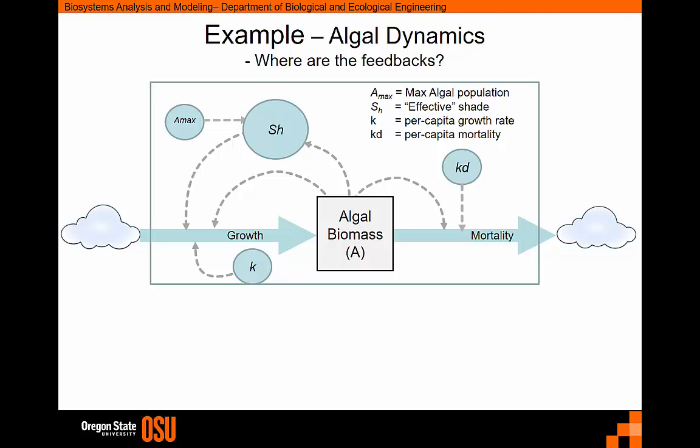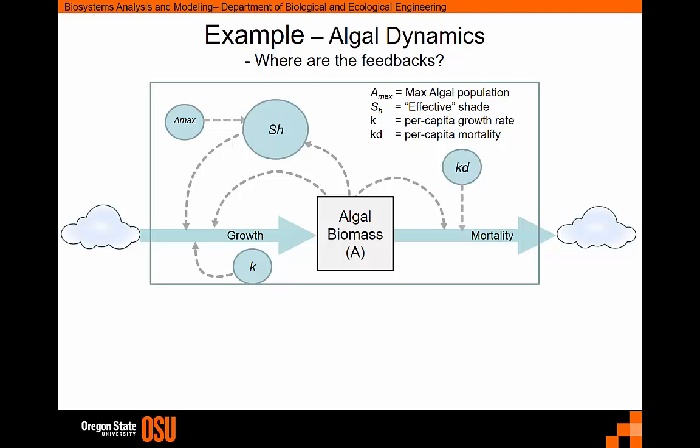Here's an example of a system with both positive and negative feedback loops. Our system examines the dynamics of algae growing in a bioreactor. Algal dynamics are controlled by a growth process contributing to the stock and a mortality process that is removing algal biomass from the system. The growth rate is controlled by a per capita growth constant, K, and a shading factor, SH, reflecting the shading effect on the ability of algae to grow, and the current stock of algal biomass.